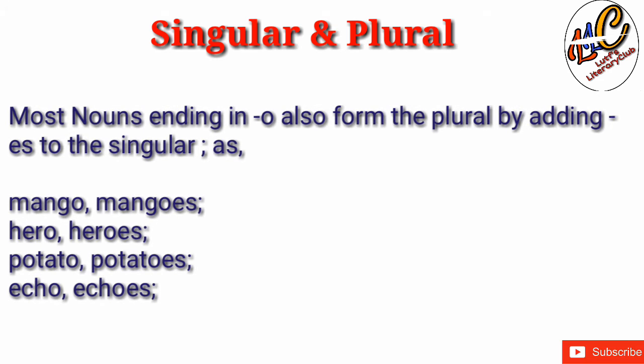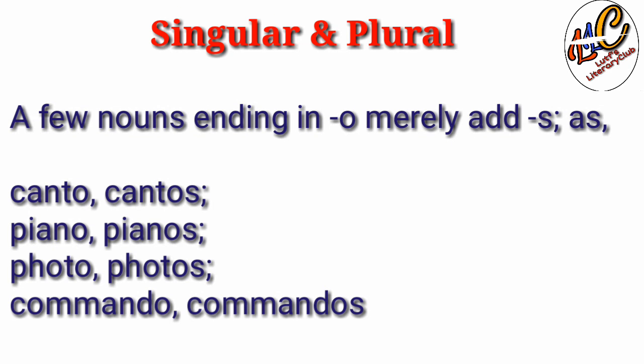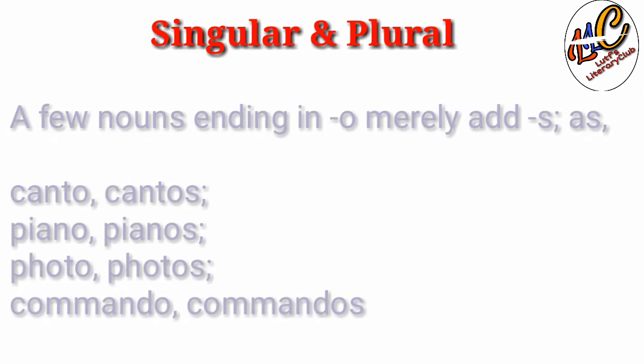Most nouns ending in o also form the plural by adding es to the singular. For example, mango, mangoes, hero, heroes, potato, potatoes, echo, echos. A few nouns ending in o merely add s. For example, canto, cantos, piano, pianos, photo, photos, commando, commandos.